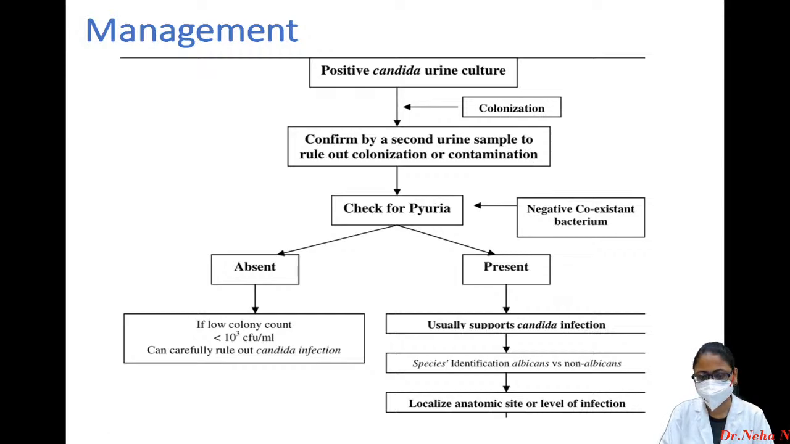Now we have to check for pyuria. After checking for pyuria, if pyuria is absent, then we can also hint towards colonization because tissue invasion has not occurred in this case. And if pyuria is present, then it usually supports Candida infection. And then we have to proceed to species identification, that is, is it albicans or non-albicans. And then we have to localize the exact anatomic site or the level of infection.